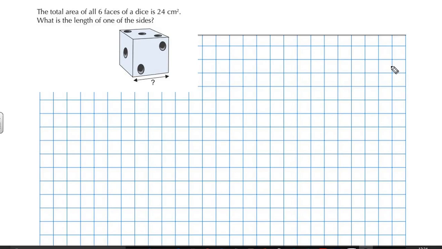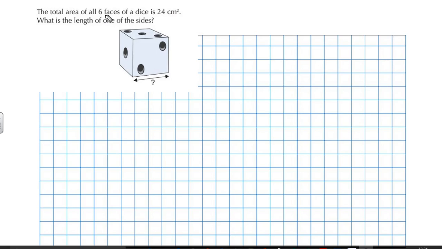Okay, in this question we are told that the total area of all 6 faces of a dice is 24 centimeters squared. And we're asked, what is the length of one of the sides? Now, there's a few things to recap on here. So there's some words here. We've got face, and what is this 24 centimeters squared, and how can we get to the length?